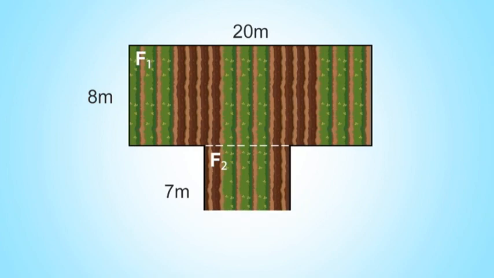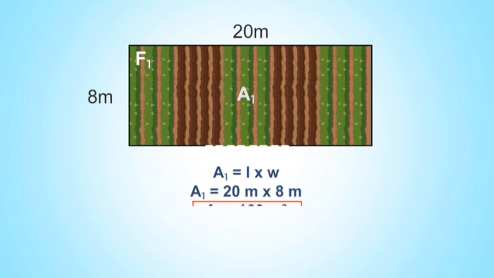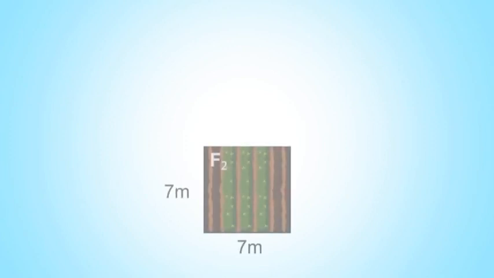Let's find the area of F1 first, which we will call A1. That's area 1 equals length times width. Plugging in the length and width of the rectangle, we get A1 equals 20 meters times 8 meters, which gives us 160 square meters. Now let's solve the area for F2, which we will call A2.